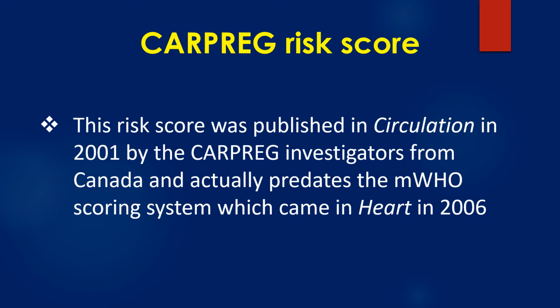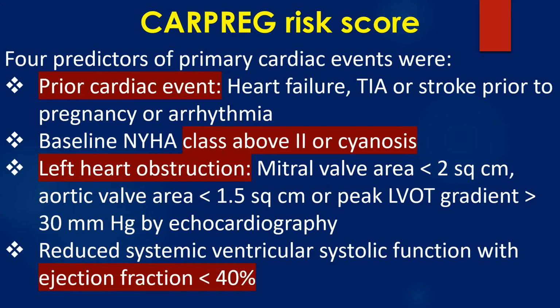CARPREG risk score was published in Circulation in 2001 by the CARPREG investigators from Canada and actually predates the mWHO scoring system which came in Heart in 2006. 4 predictors of primary cardiac events were: 1. Prior cardiac event, heart failure, transient ischemic attack or stroke prior to pregnancy or arrhythmia.